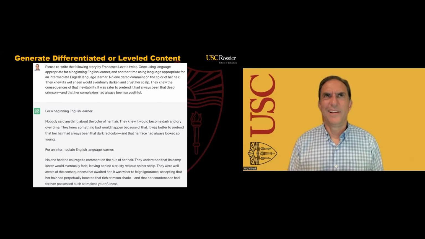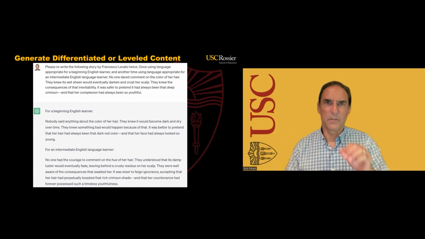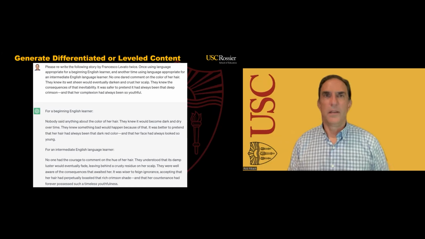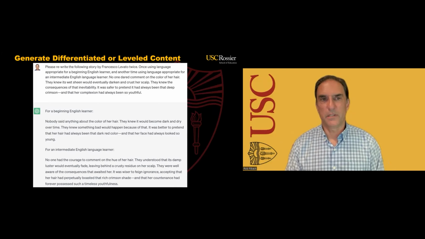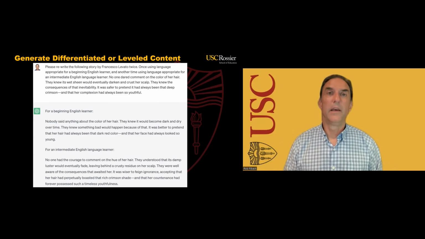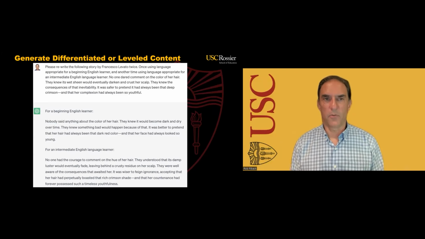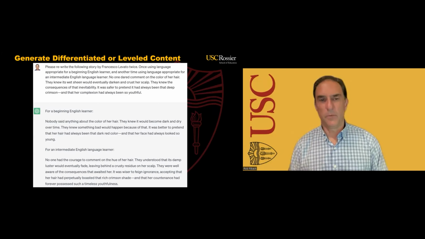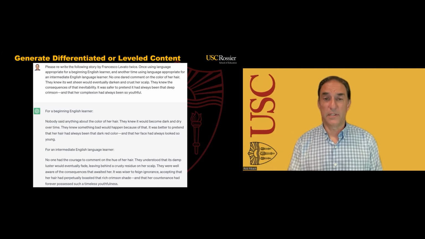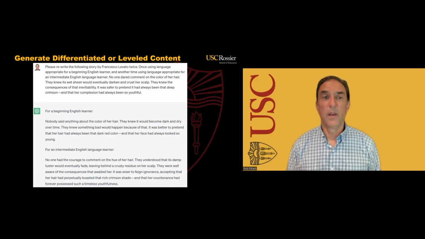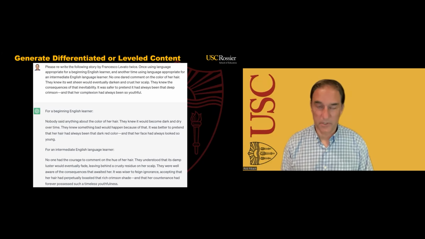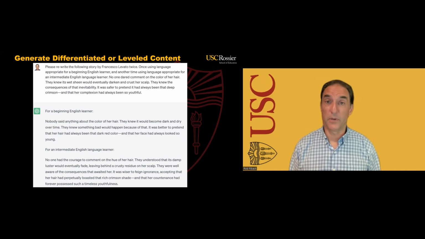But I know some of my class are high level, some are middle, some are low. So in this case, I asked ChatGPT to rewrite the story in two ways, one for more of a beginning English learner and one for an intermediate. And you'll see it did a pretty nice job of generating stories at a couple different levels that I could then incorporate into an activity.